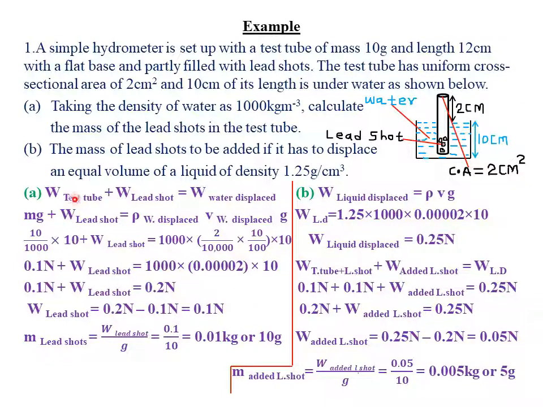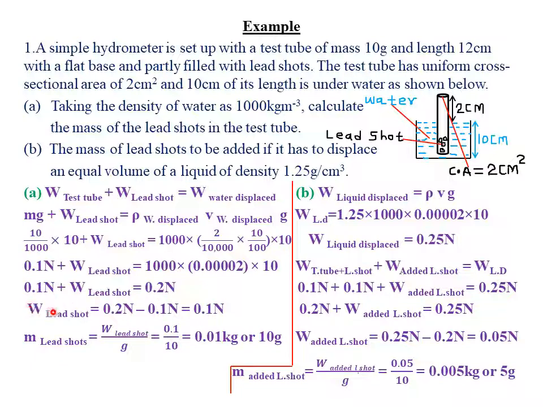Because the total downward force was the weight of the test tube plus the weight of the lead shot, we'll simply say that 0.1, which is the weight of the test tube, plus the weight of the lead shots, must be equal to the upthrust, because the body is floating, therefore the system is in equilibrium, so the upward forces must be equal to the downward force. The downward force, we have said, is the weight of the test tube plus the weight of the lead shots, because weight acts downward. Then the only upward force is the upthrust, which is equal to the weight of the water displaced, which is equal to 0.2 Newton.